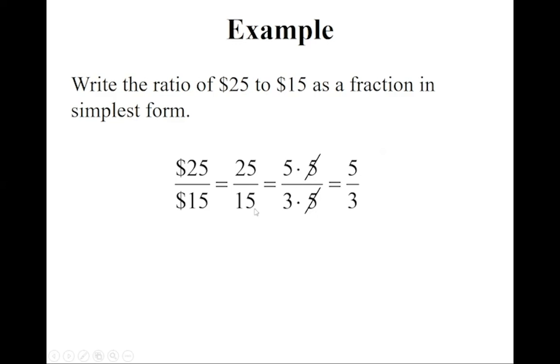25 is 5 times 5. 15 is 3 times 5. 5's cancel, leaving us with 5 over 3. 5 to 3 would be the ratio as a fraction in simplest form. And with ratios, the units will always be the same. The units will always cancel each other out. If they don't, then instead of a ratio, we'll have a rate, and we'll talk about that in a little bit.